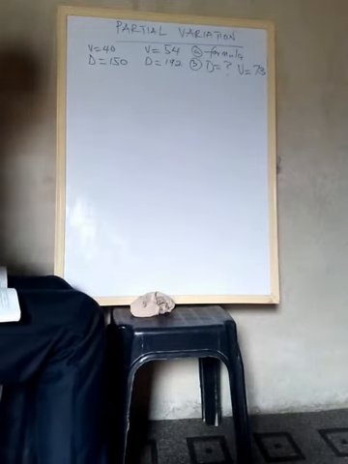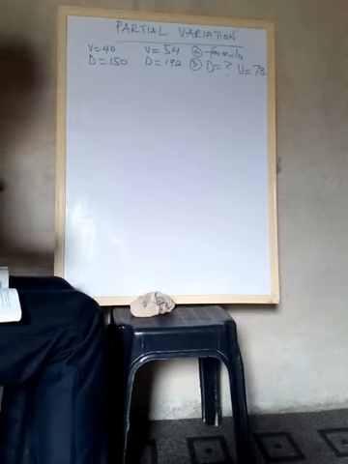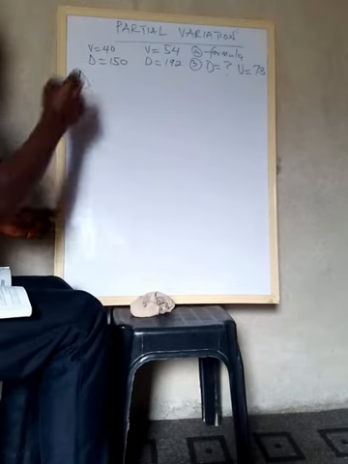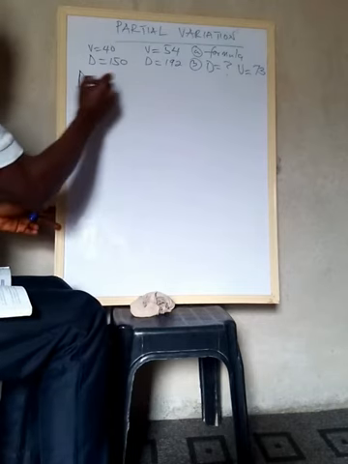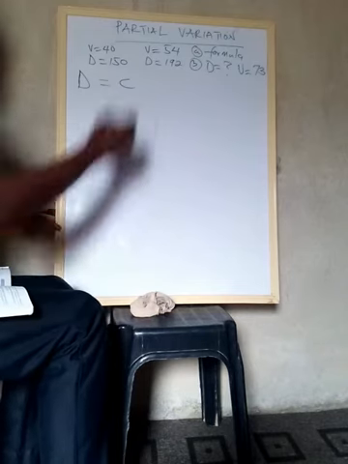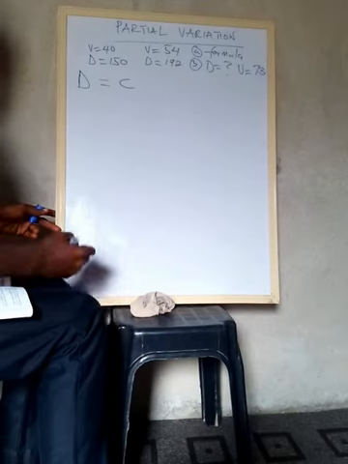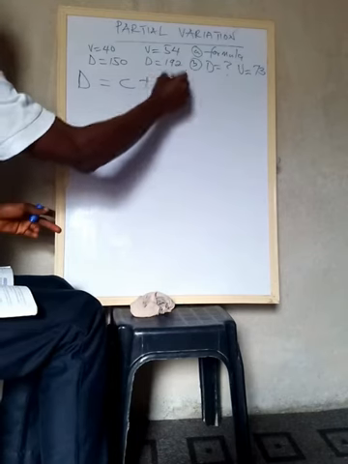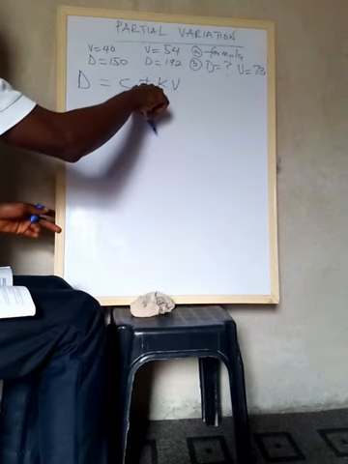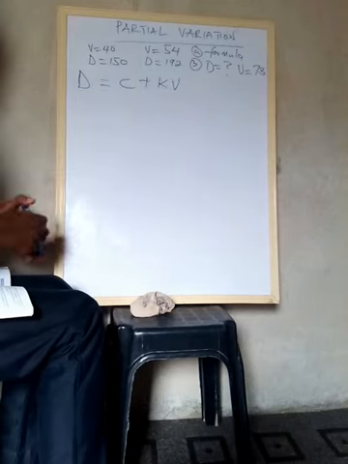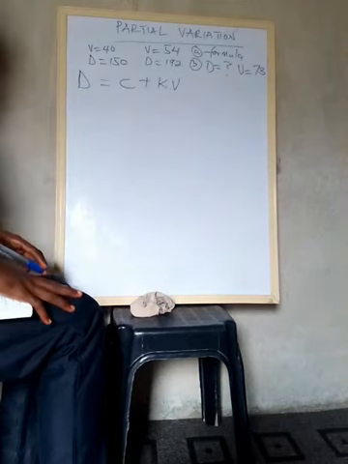So D is partly constant and partly varies with V. So D is the dependent variable. So D is equal to, it's partly constant, we call the constant C, and partly varies with V. Because it partly varies with V, we say KV. This K will be the parameter that makes it vary with V. This one is going to be the constant.